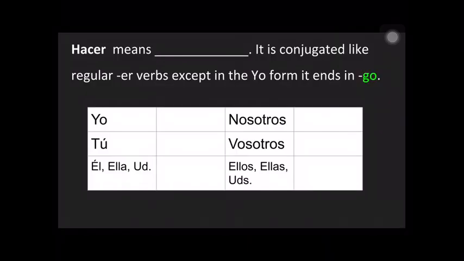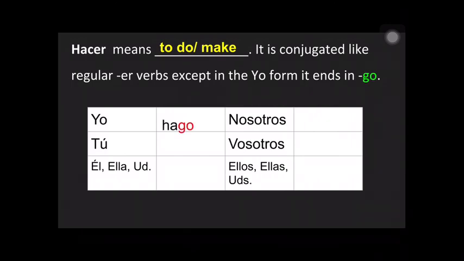First, let's look at the verb hacer. Hacer means to do or to make. It is conjugated like regular ER verbs, except in the yo form, it ends in a go, the go. This is why we call them yo-go verbs. So instead of just chopping off the ER and adding O, that would be like hako, it's going to be hago. But all the rest of it, you're just going to chop off the ER and add the regular endings.